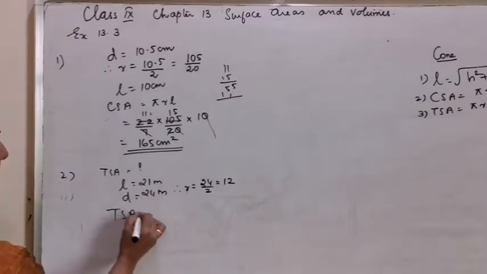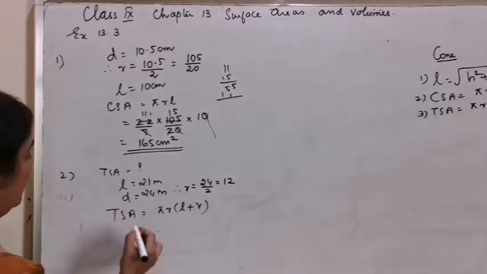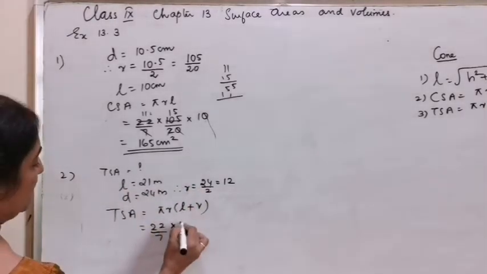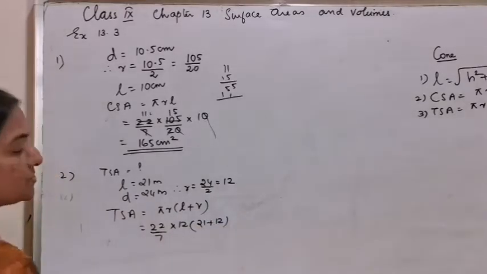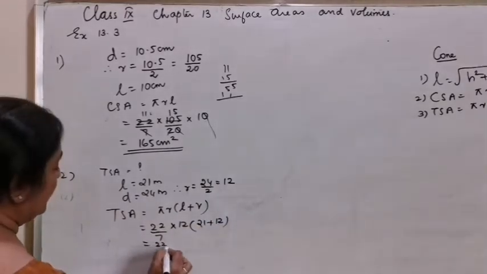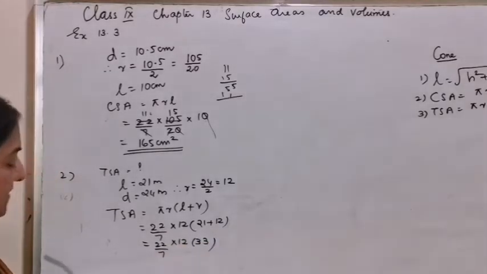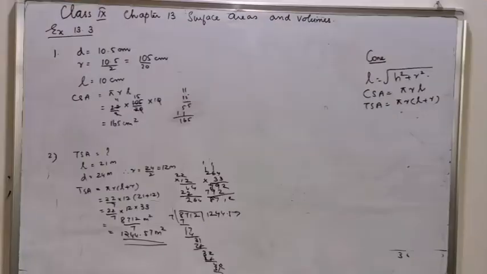What's the formula for the total surface area? Total surface area is equal to pi r into L plus r, which is equal to 22 by 7, radius is 12 into L plus r, 21 plus 12, which is 22 by 7, 12, 1 plus 2, 3, 33. And it is not divisible, we can multiply and divide.